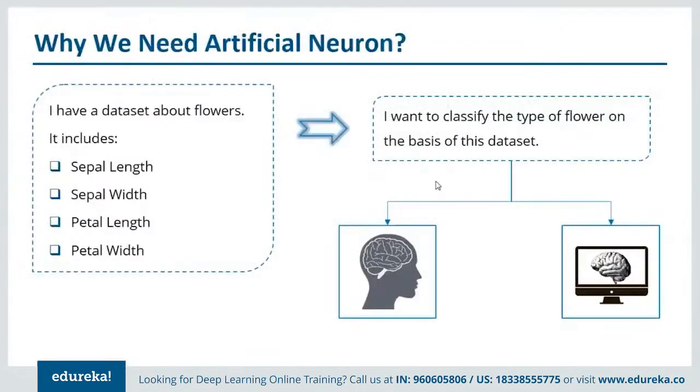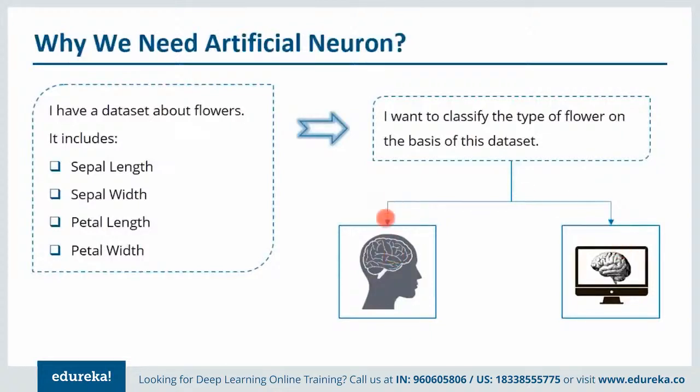So let us understand why we need artificial neurons with an example. I have a data set of flowers, say, and that data set includes sepal length, sepal width, petal length, and petal width. Now what I want to do is classify the type of flower on the basis of this data set. Now there are two options. Either I can do it manually. I can look at the flower and determine by its color or any other means what sort of flower it is. Or I can train a machine to do that.